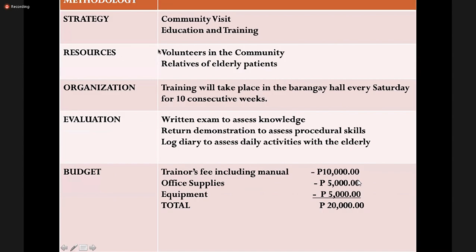Okay. So strategy: community visit, education and training, resources, volunteers in the community, relatives of elderly patients. Training will take place in the barangay hall every Saturday for 10 consecutive weeks. Evaluation is written exam or post-test, pre-test and post-test. Return demonstration to assess procedural skills, paano mag-CPR, and then log diary to assess daily activities with the elderly. Okay, for example, you have a budget of 20,000.